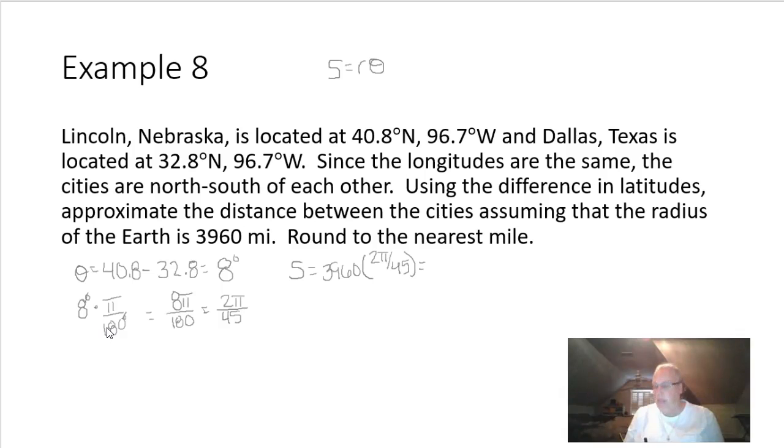And when I put this into the calculator, it gives me 176 pi, and our units are going to be miles, and that's because the radius is measured in miles. And then if we convert that and multiply 176 times pi and round it to the nearest whole number, to the nearest mile, we get about 553. So those two cities are about 553 miles apart.